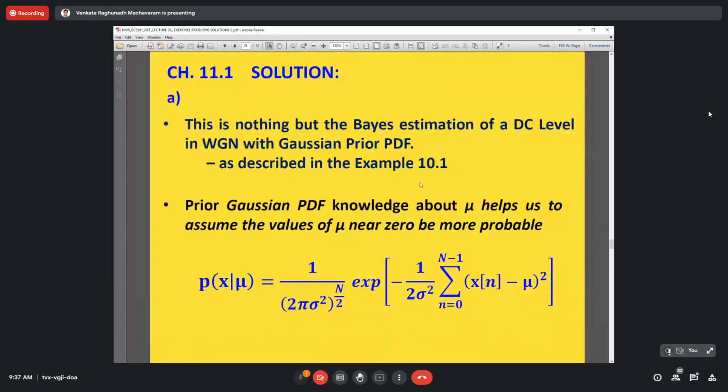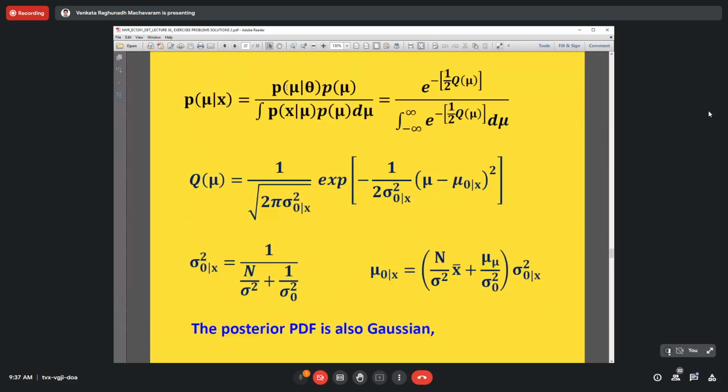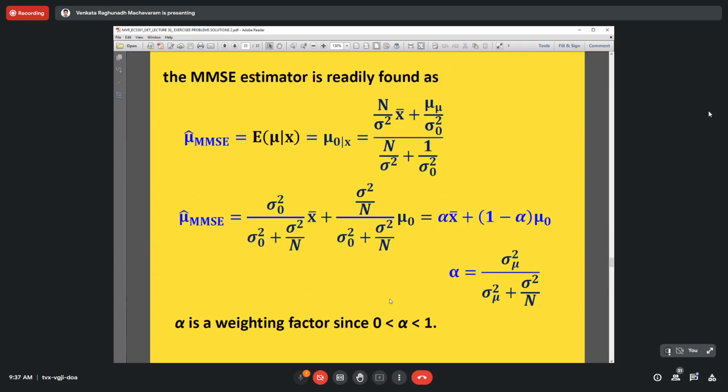So first, the minimum mean square estimator. For the prior Gaussian PDF, knowledge helps: assume values of mu near 0 are more probable. Then x conditioned on mu, substitute this condition. The mu conditioned on x, substitute, and p is minus half of the Q function, where the Q function is defined like this. So sigma squared is 1 by n by sigma squared plus 1 by sigma squared, n by sigma squared x bar, mu by sigma naught squared into sigma naught squared. So this is how mu and this one are both calculated for the variance estimate.